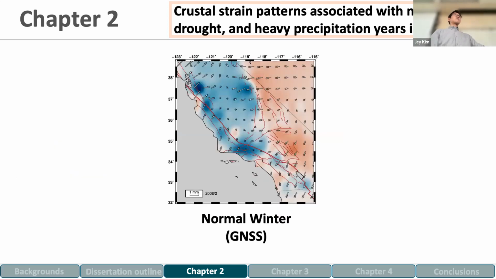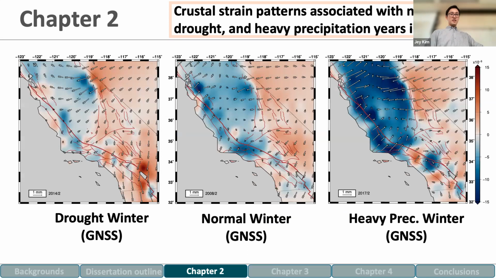So I wonder if my model can explain such multi-annual variations. So I plot these three panels together. On the left, that's the winter signal during the drought, 2014. Because of the drought, you add less water during the winter. Therefore, your horizontal response is smaller compared to a normal winter in the middle.